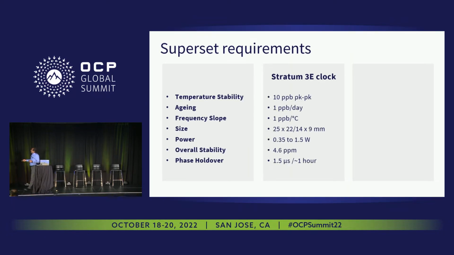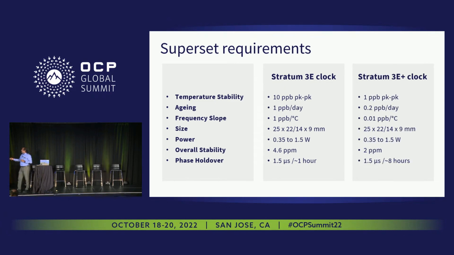And that's where, if you look at the Stratum 3E clock, that's an option. Stratum 3E talks about a temperature stability of 10 ppb peak to peak and an aging of 1 ppb per day, and then some other stabilities. These are the potential capabilities that are available today. But it could also be an additional, or one level better, clock. These are also commercially available clocks that are economical to use: 1 ppb per day, 1 ppb peak to peak temperature stability, aging of 0.2 ppb, frequency slope of say 0.01 ppb per degree Celsius, and some power stabilities and holdover capabilities and so on.